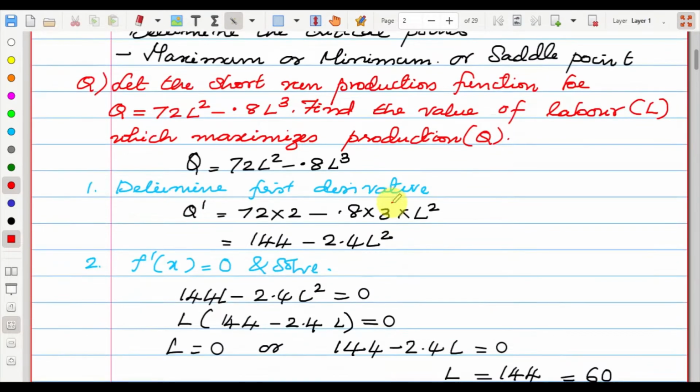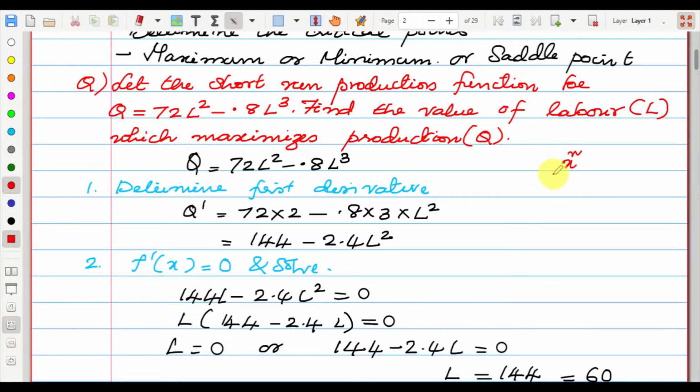An example: let the short-run production function be q equal to 72L square minus 0.8 L cube. Find the value of labor which maximizes the production. So our function is given: q equal to 72L square minus 0.8 L cube. Our first step is to determine the first derivative. The first derivative of q is denoted as q bar.